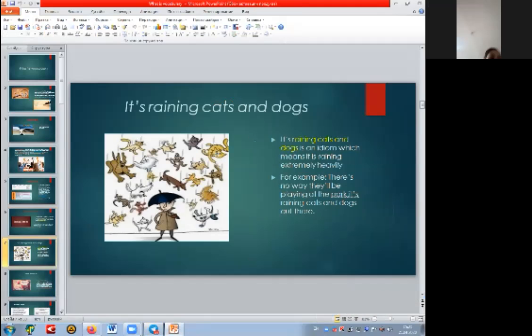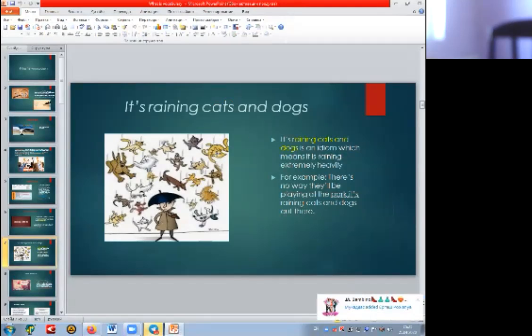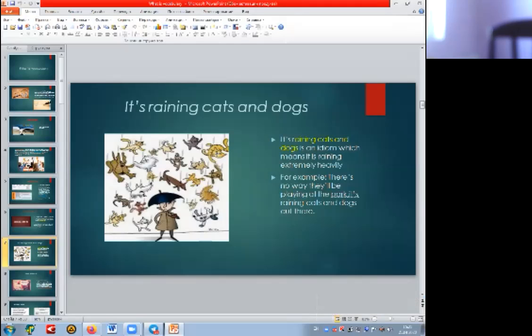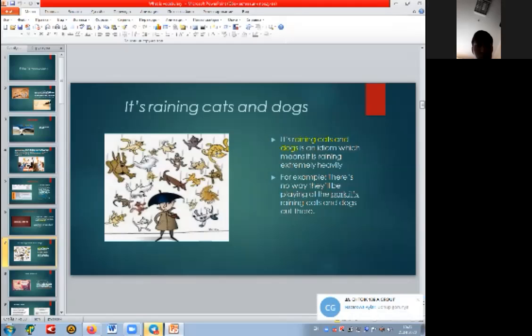And now we will try to give a wider definition of a term: raining cats and dogs. It's an idiom which means it's raining extremely heavily. For example, there is no way they will be playing at the park. Raining cats and dogs out here.